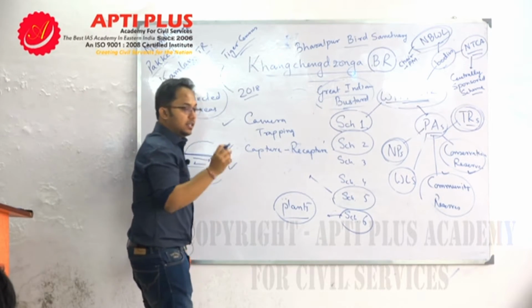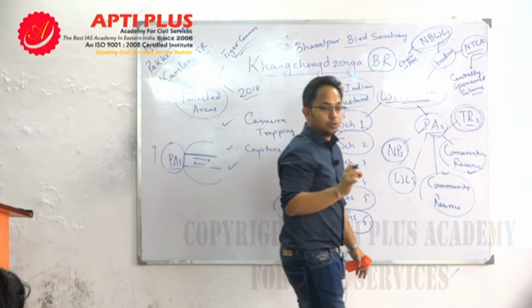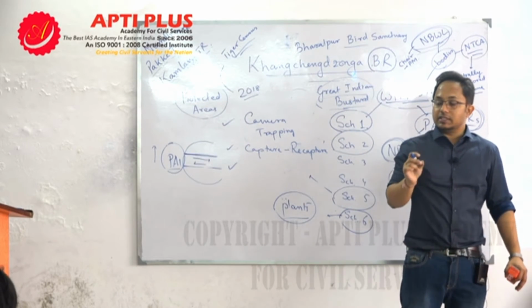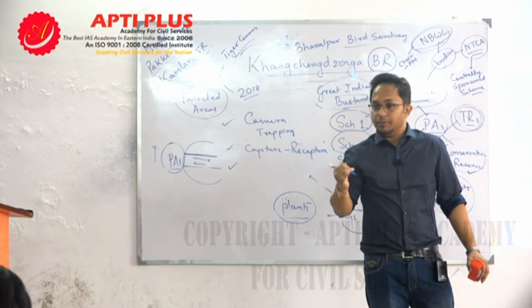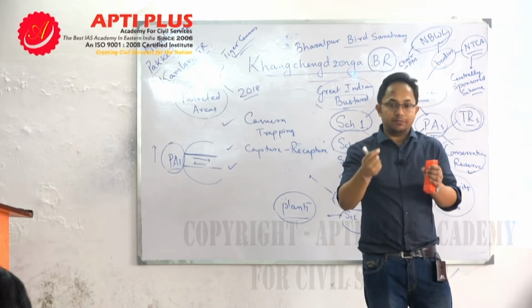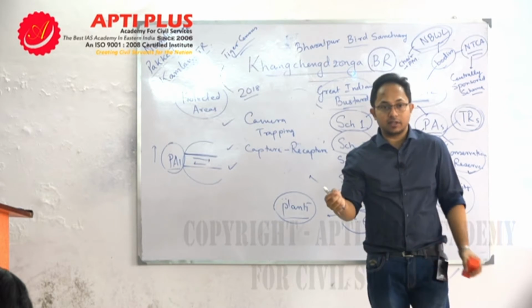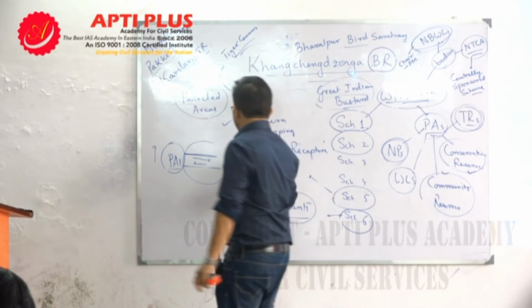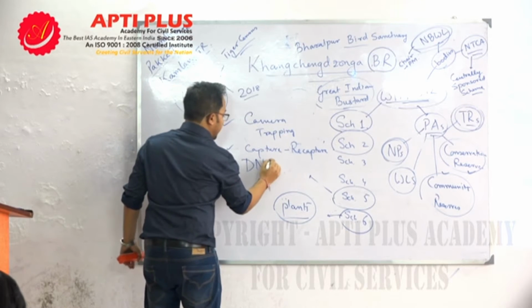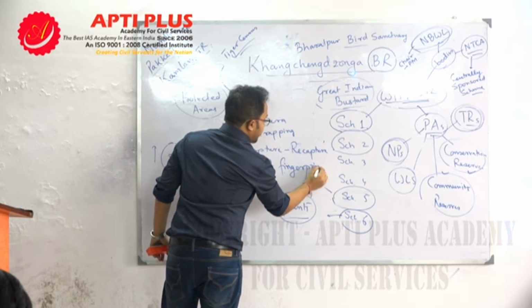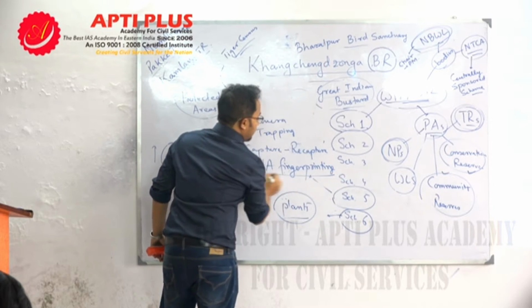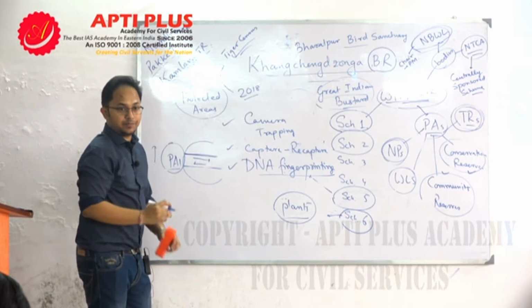ठीक है, in reserves जहां पे बहुत ही कम density होता है of the animals, what is done is whatever DNA matter they can gather, be it the scat, be it any kind of remains, some fur or something like that, nails etc. जो कुछ भी मिलता है उसका DNA fingerprinting किया जाता है. So DNA fingerprinting method is used in case of reserves which are very low density reserves.